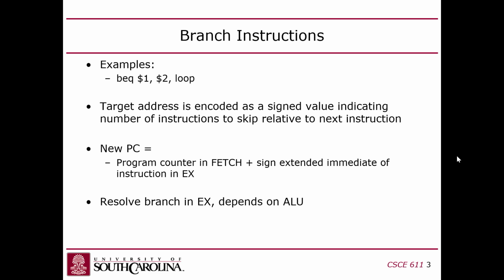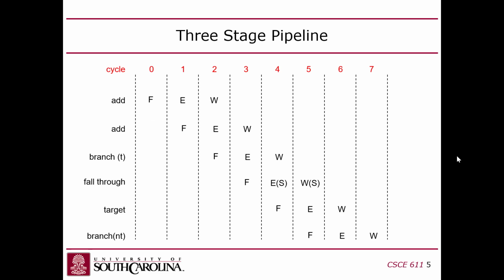And the earliest we can resolve a branch is in the EX stage because we don't know whether we're going to take the branch. We can't determine whether we're going to take the branch until we've fetched it and we have the instruction in the execute stage. You guys with me? So this creates a problem.